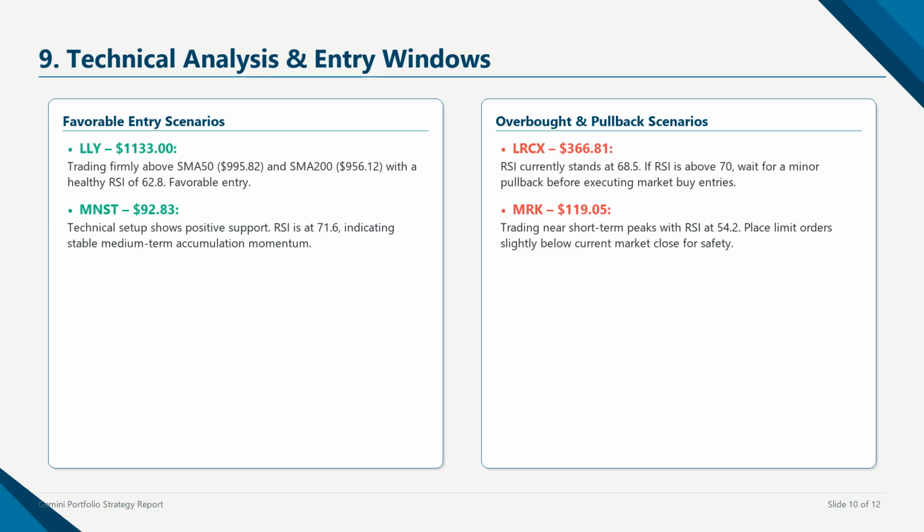LLY is trading at $1,133.00, well above its moving averages, suggesting a favorable entry at market. MNSD is also trading in a supportive technical zone. LRCX has a slightly elevated relative strength index of 68.5. We suggest placing limit orders slightly below current market, close to capture minor intraday pullbacks. Lastly, MRK presents an attractive entry point near support, trading close to its 50-day moving average. By setting precise entry targets, we protect our capital from buying at overbought peaks and maximize our risk-reward ratios.